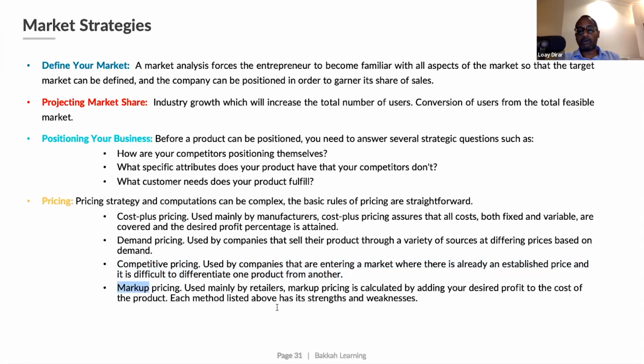Each method listed above has its strengths and weaknesses. And by the way, these are not the only ones, but these are the most commonly used pricing strategies.